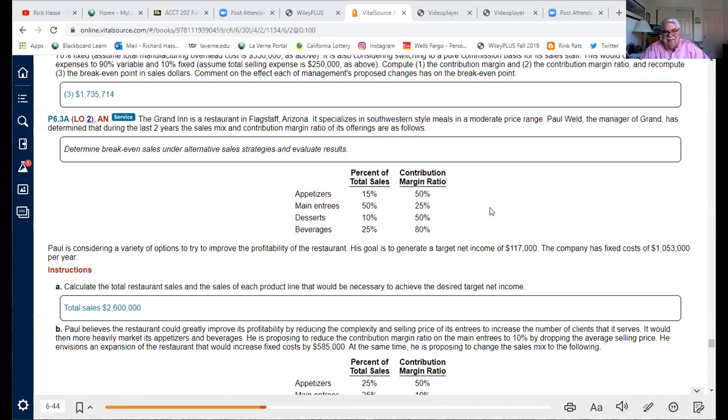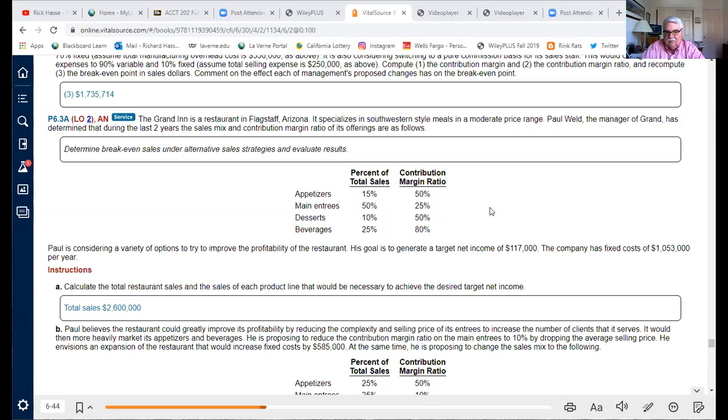For example, here's a company, the Grand Inn in Arizona, that has different types of menu items with different price ranges: appetizers, main entrees, desserts, and beverages, and the contribution margin that they produce as profit. Remember, the higher the contribution margin, the quicker it is to get to profitability. Notice beverages have an 80% contribution margin. If any of you have ever worked in a restaurant, where do companies make a lot of money? On their beer and wine sales, on their sales of soda and soft drinks. That has high contribution margins. Whereas their main entrees, they don't make as much money. The reason for that: food costs, delivery costs, people costs. There are low contribution margins associated with that.